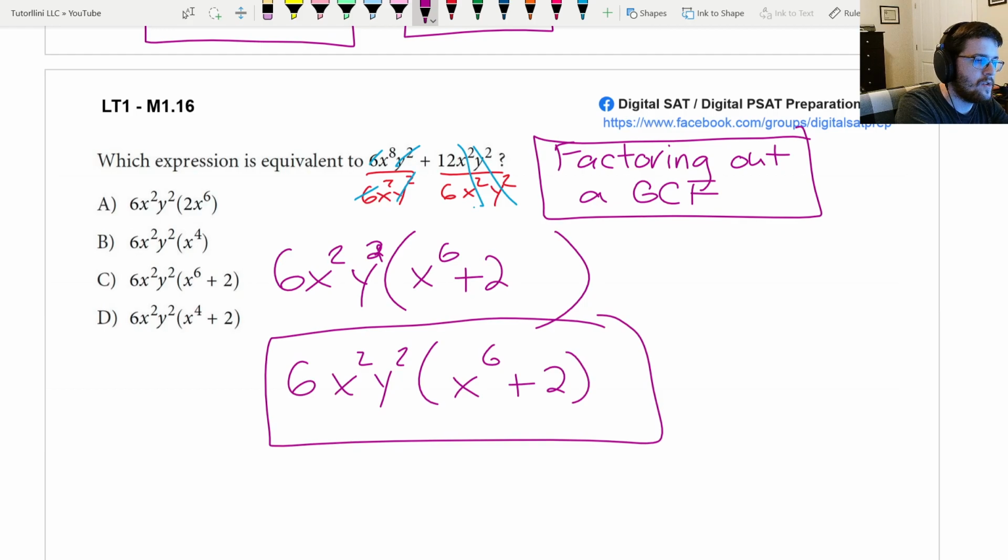Great. So we should have, not that one, C. Great. So when you pull out a GCF, the greatest common factor is the biggest factor that goes into both of them. And for this one, it's 6.